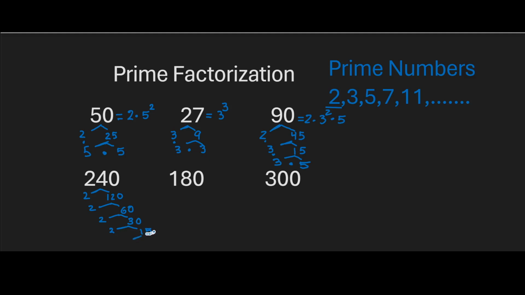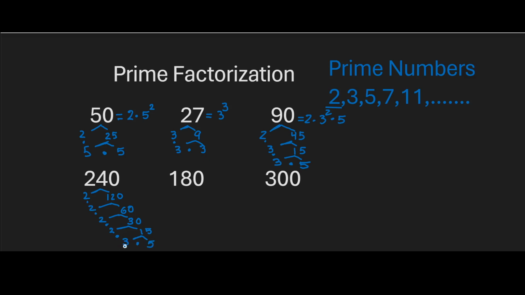And the last one, can you see that I'm not able to divide by 2 anymore, but I can divide by 3? The answer is going to be 5. Now to check that I got the right answer, I'm going to multiply all the prime numbers. So now I'm going to go backwards.